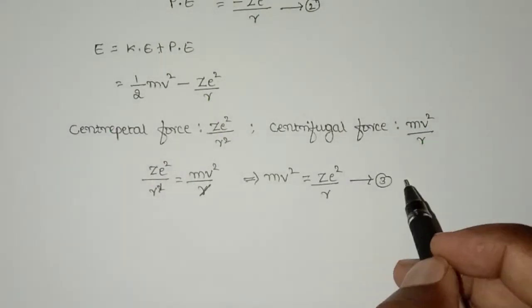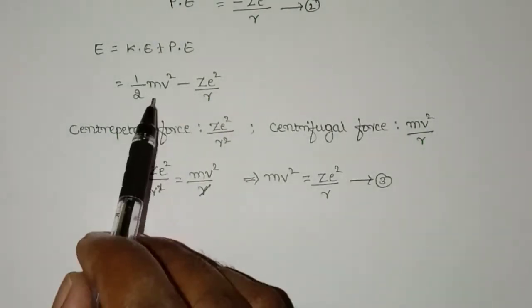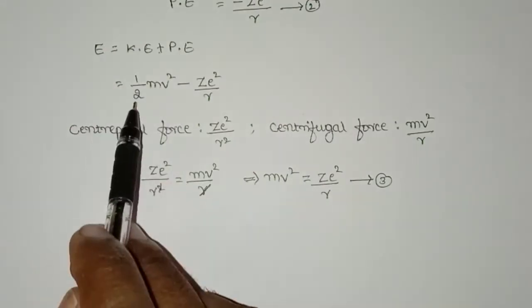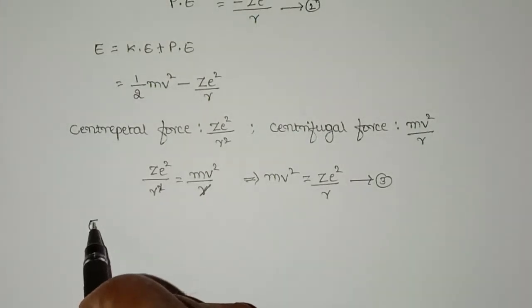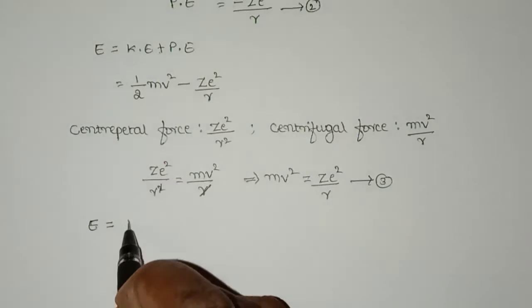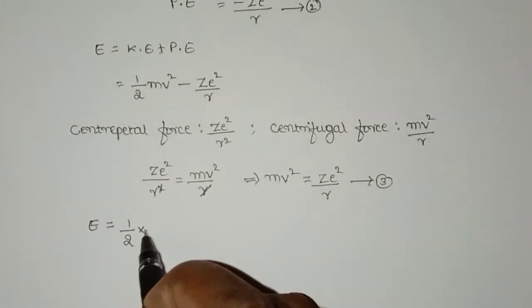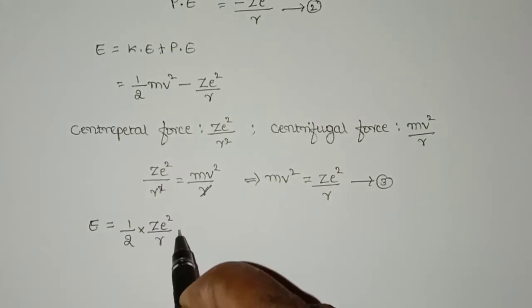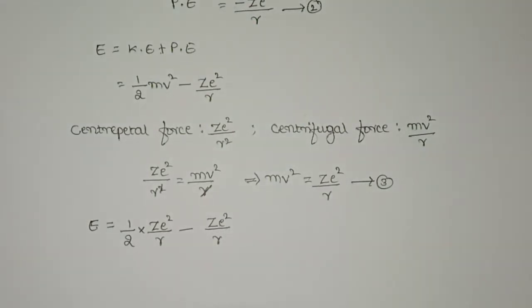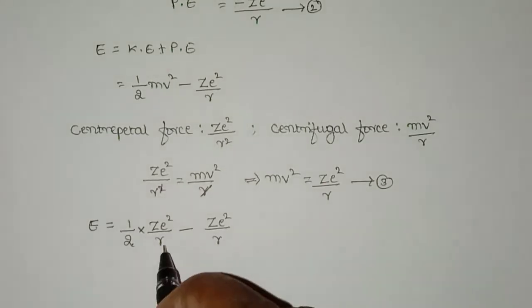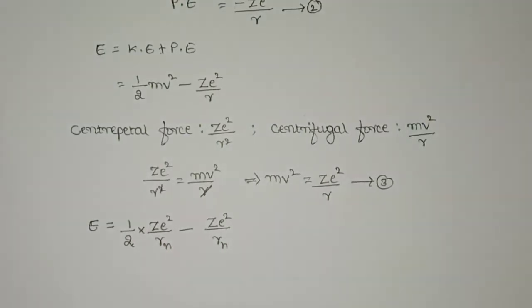So if you apply the same value in the total energy expression, that is E is equal to KE plus PE, in place of mv square, we will take Ze square by r. So total energy E will be 1 by 2 into Ze square by r minus the value of potential energy, which is once again Ze square by r. So here we have 2r and here we have r. And as we said, the r will be the radius of the nth orbit, so we can take it as rn. Okay. So now here we have 2rn and here we have rn.